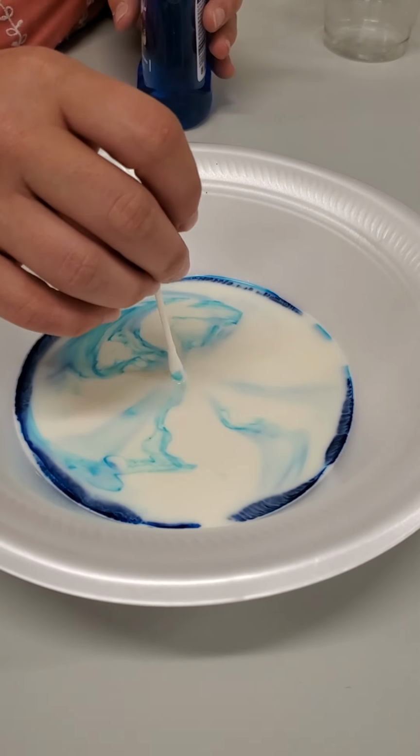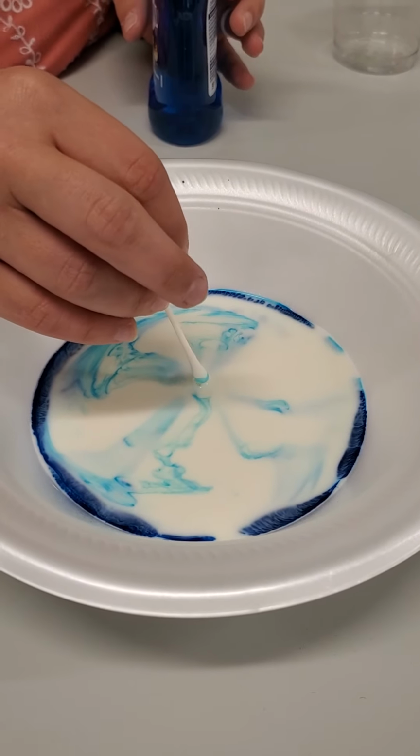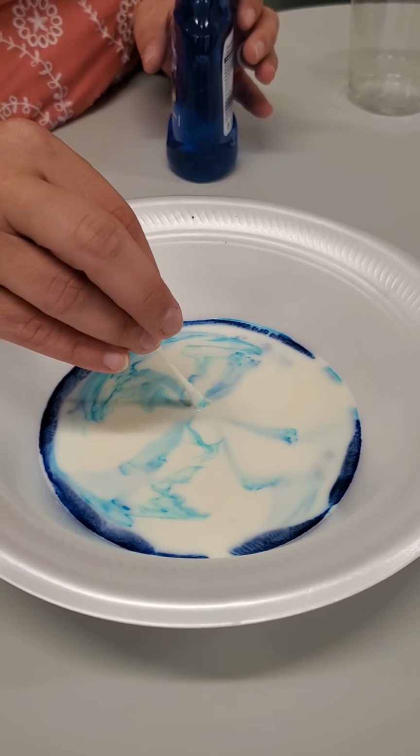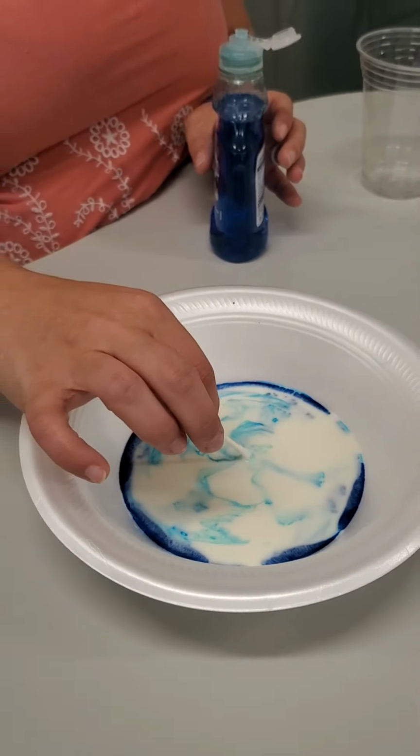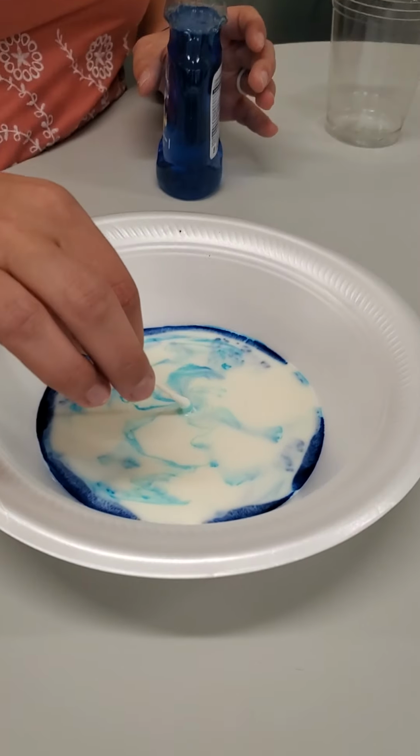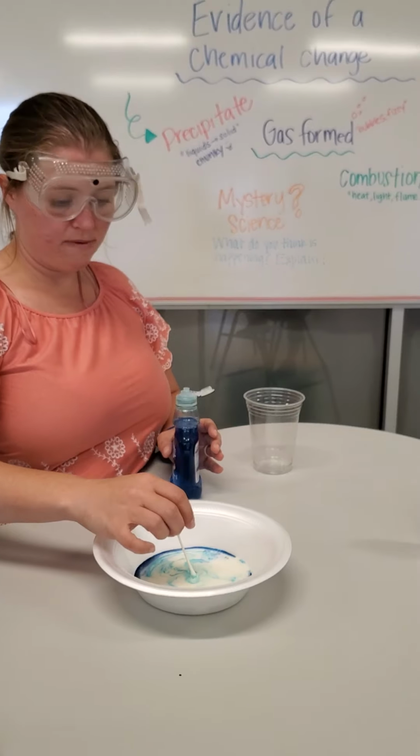So this is a chemical reaction, even though it just looks like all the blue just went off to the side. It is a chemical reaction. So kind of think what kind of chemical reaction you think this might be. Maybe it's one we've talked about. Maybe it's one we haven't talked about. See if you can figure it out.